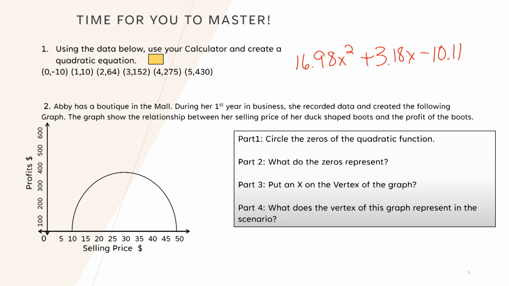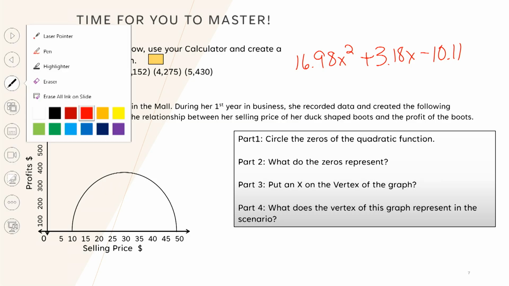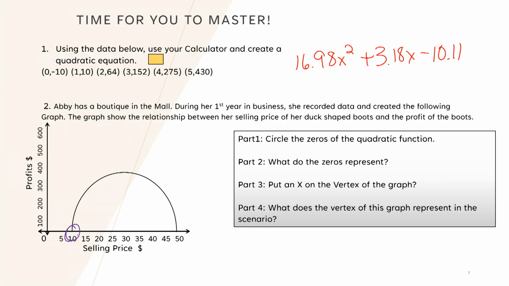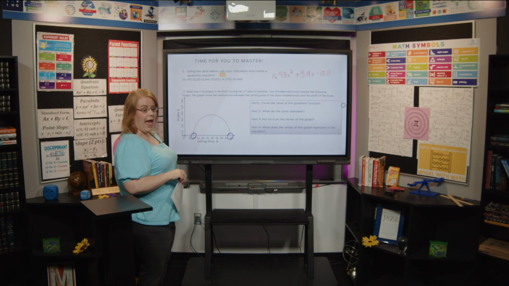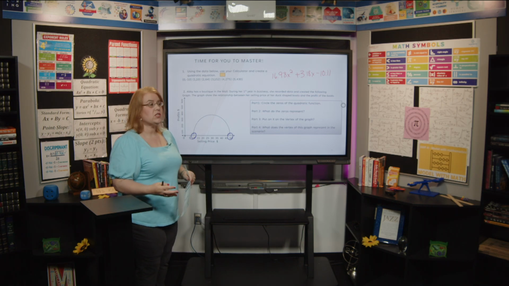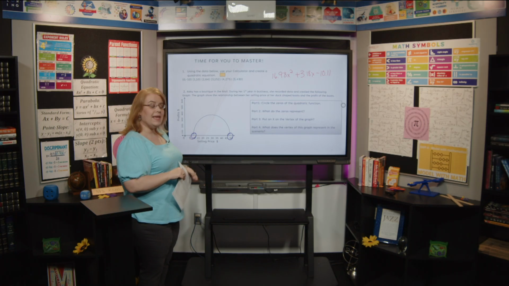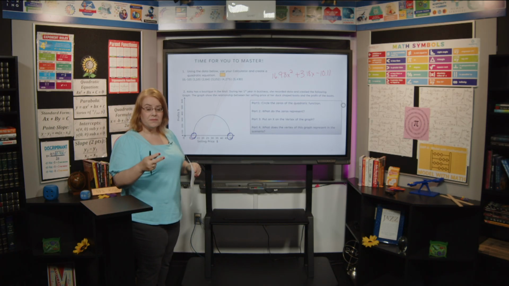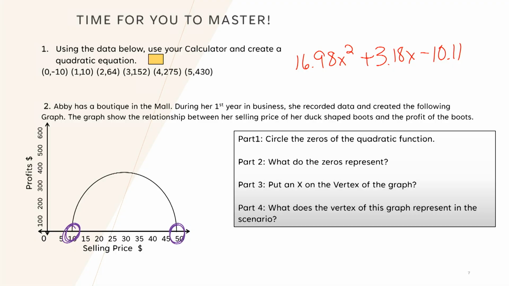So the first thing it asks us is to circle my zeros. So what I'm going to do is circle my zeros. I'm going to circle them in purple. So here's one zero. Here's another zero. What do my zeros represent? It is the place where I do not get any profit, because my profit is on my y-axis, and what is my y value when it hits that x-axis? It's 0. So it means I do not have any profit.